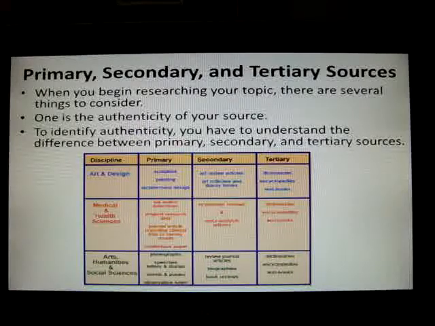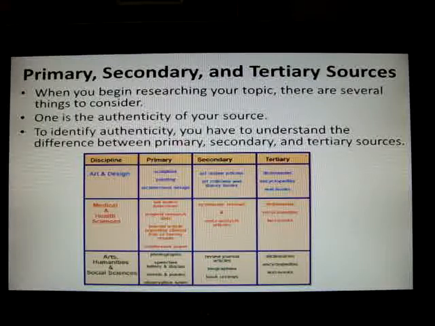First of all, there are several levels or types of sources. There's primary, secondary, and tertiary sources. And you say, so what? That's like first, second, and third. Okay. Alright, well, let's think about that. This is the authenticity of your source. The closer to primary, the more authentic it is.